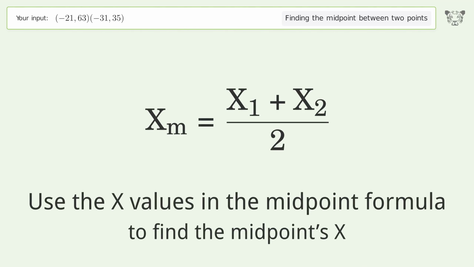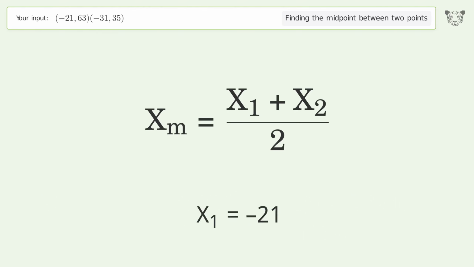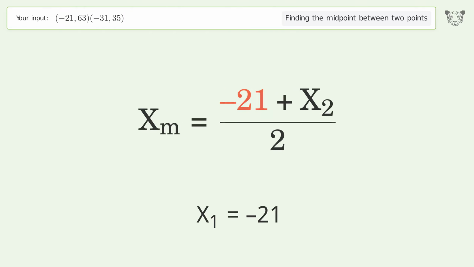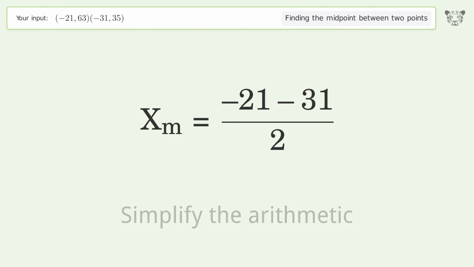Use the x values in the midpoint formula to find the midpoints x. x1 equals -21. x2 equals -31. Simplify the arithmetic.